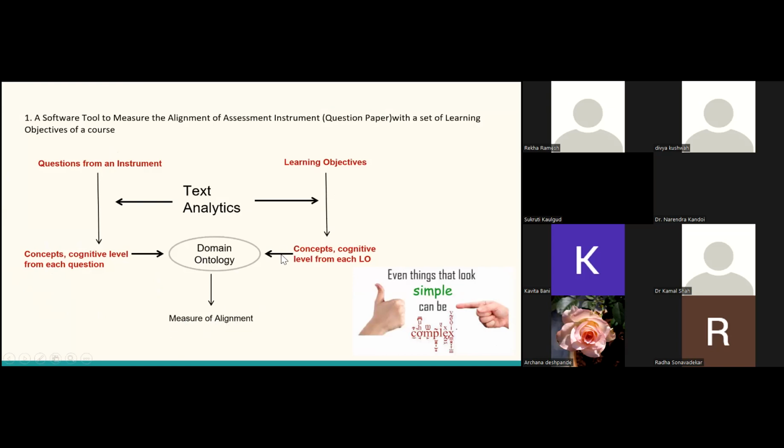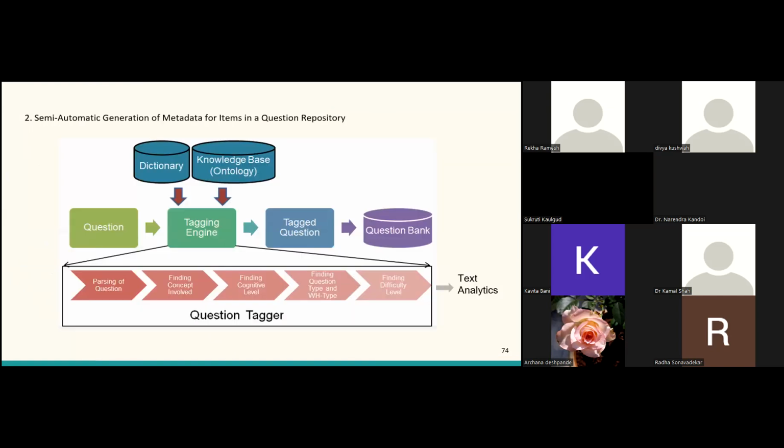So from learning objectives also, it will extract the concept and cognitive level. And then using this domain ontology, it will find the alignment, how much alignment can be there. Okay. So this is an automated system. Similarly, there's another automated system which I told, the question tagger.